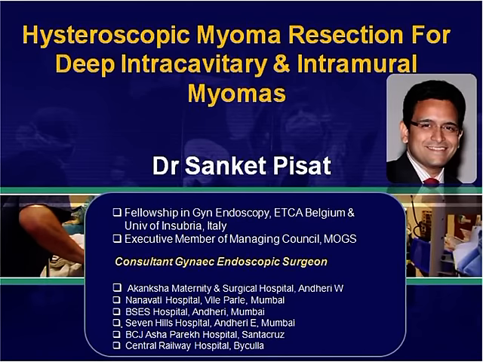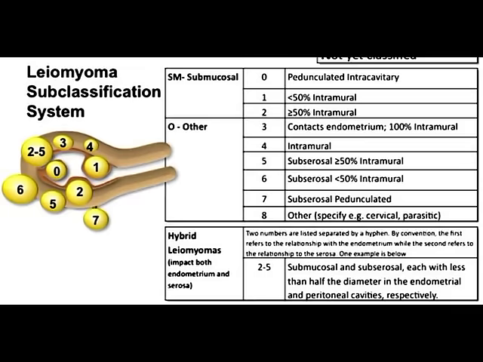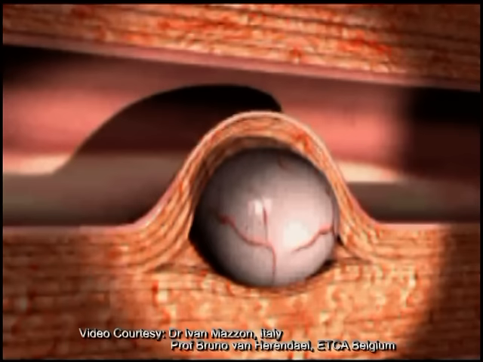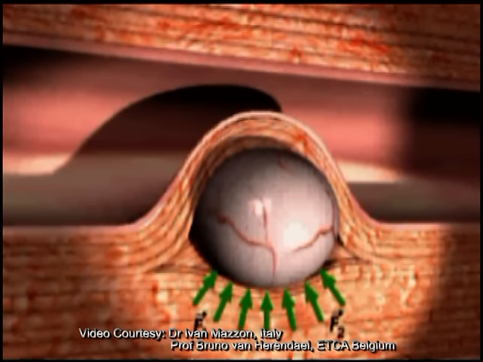Welcome to the video presentation of hysteroscopic myoma resection for deep submucous and intramural myomas. As per the new AAGL classification, myomas are classified from type 1 to type 7. Whereas resecting type 0 and type 1 myomas is easy, resecting type 2, 3 and 4 myomas is difficult due to the risk of perforation.